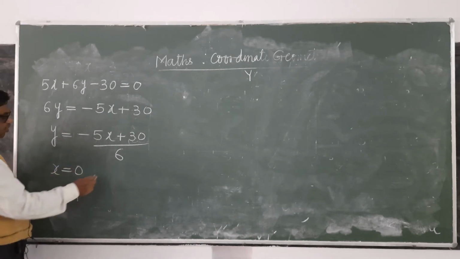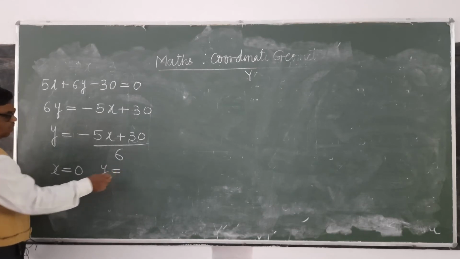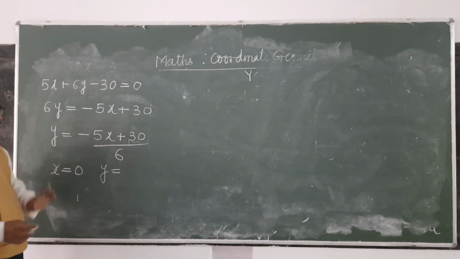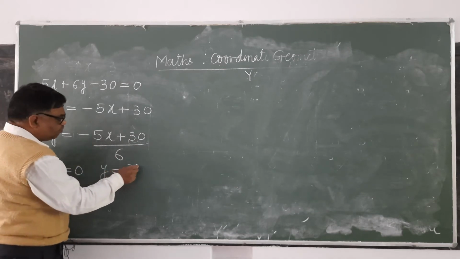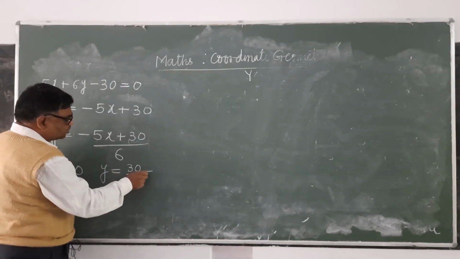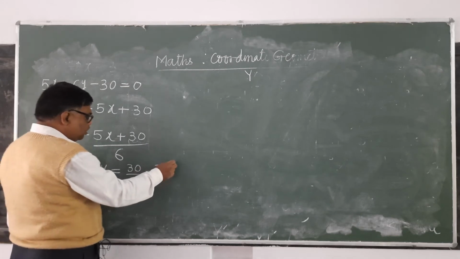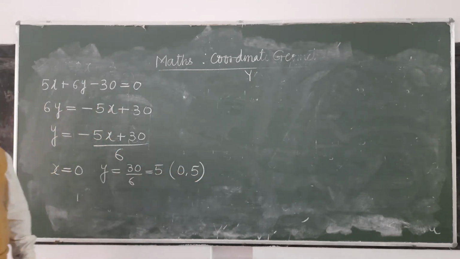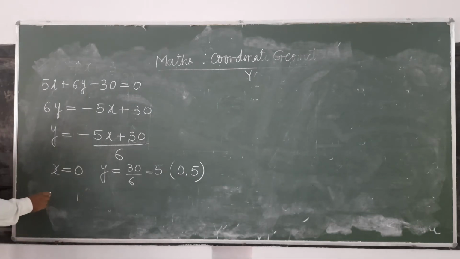So see here, you can take x equals to 0. When you will take x equals to 0, what will be y? You can find from here, this term will become 0. 30 upon 6 means 5. 30 upon 6 is 5, means the point will be 0 comma 5.